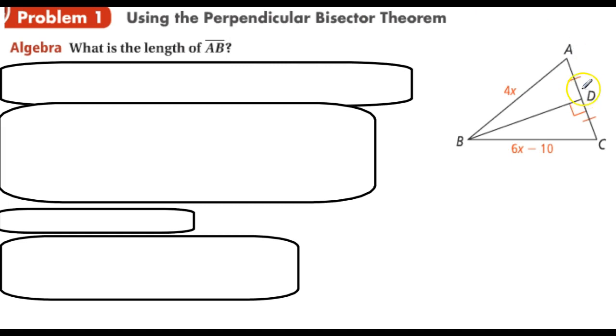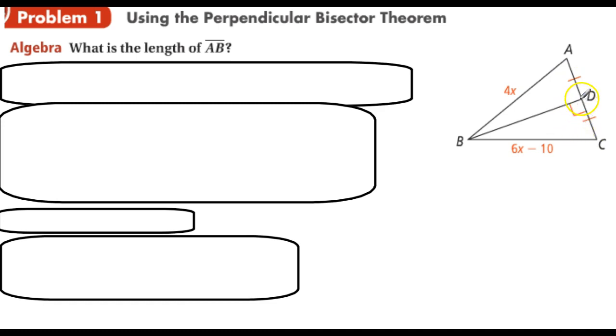Alright, so what we know, because of this hash mark right here and this hash mark, is that AD is equal to DC. So D is the midpoint of AC, or you could say that BD is bisecting AC. Not only is it bisecting it, but it's also meeting it at a right angle.